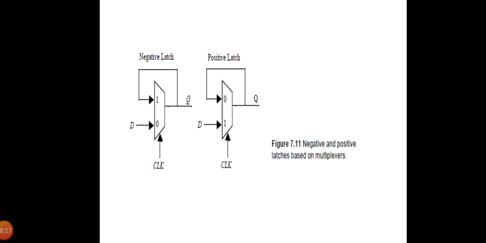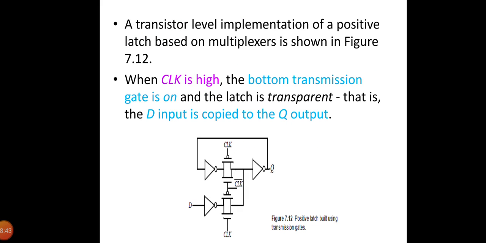Similarly, in the positive latch, the D input is selected when the clock signal is high and the output is held when the clock signal is low. The transistor-level implementation of a positive latch based on multiplexers is shown in this circuit diagram. When the clock is high, the bottom transmission gate is on and the latch is transparent, that is, the D input is copied to the Q output. During this phase, the feedback loop is open, since the top transmission gate is off. Sizing the transistors therefore is not critical for realizing correct functionality.